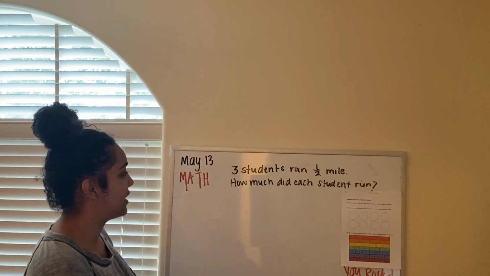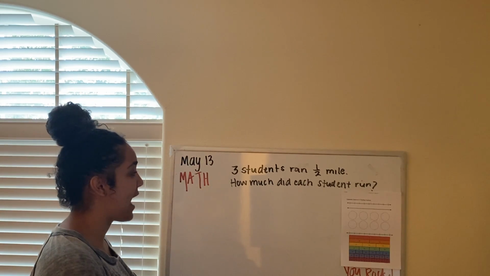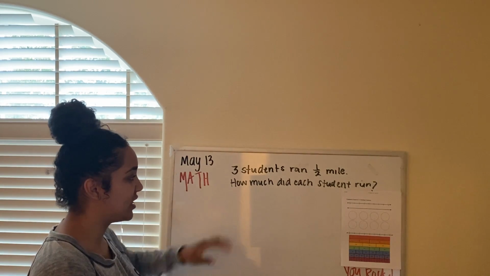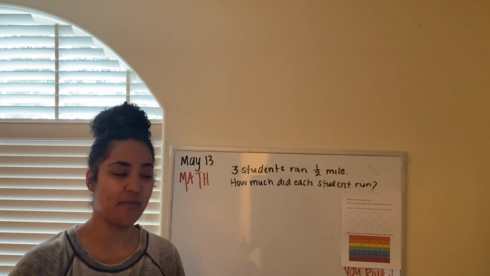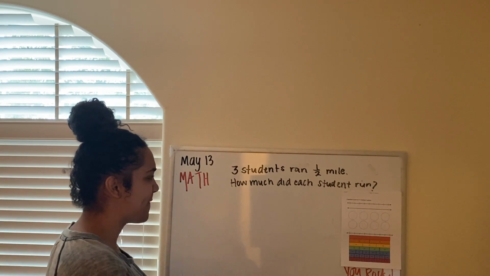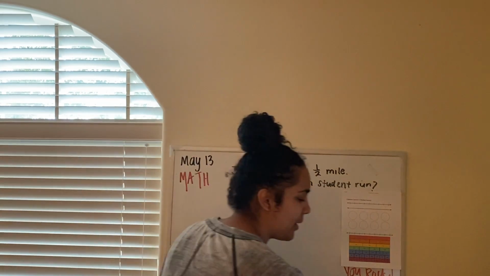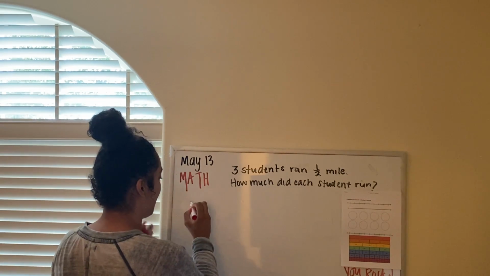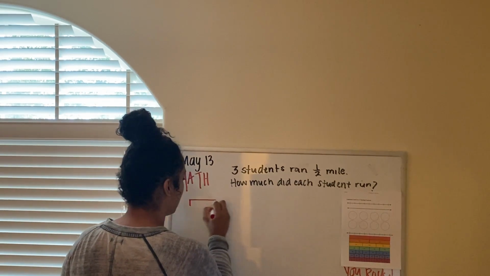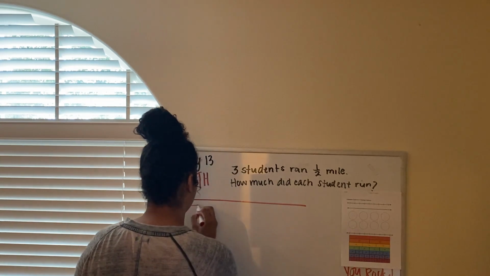So the first problem says 3 students ran 1/2 mile. How much did each student run? So we're trying to figure out how we can divide a 1/2 mile in between 3 people. And at first this might sound really difficult, but I'm going to draw a picture to kind of help set up the context. So I know I'm going to say from here to here is 1 mile.